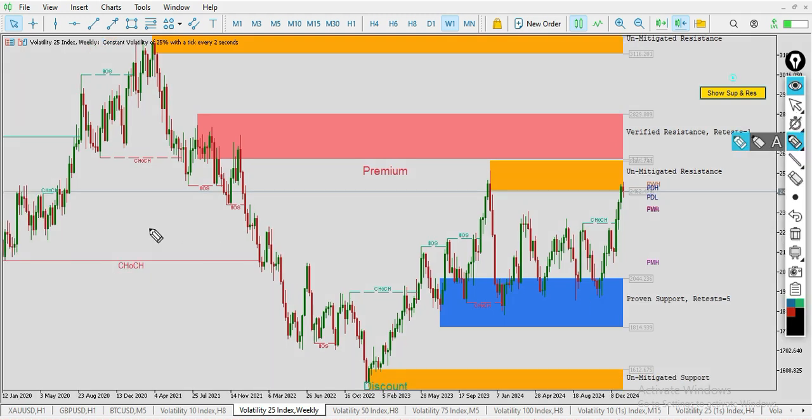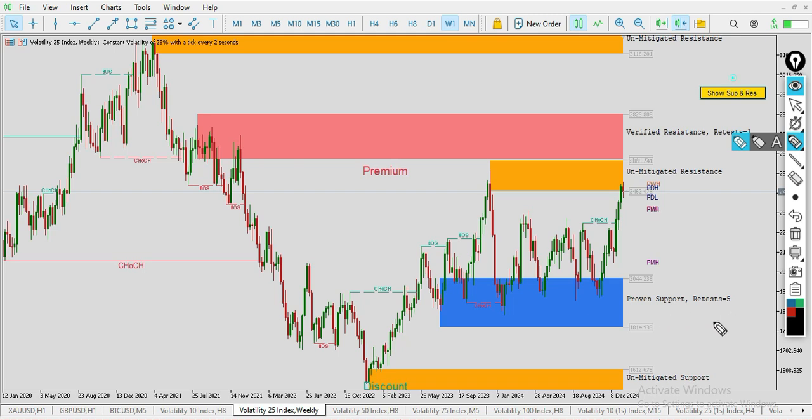But with this particular tool you're seeing on my screen, or this particular software, it makes it easier for you to find these zones, and it makes it easier for you to know exactly what you're looking for. You understand? Not you jumping into the market every single time and getting your stop loss hit every time you enter.